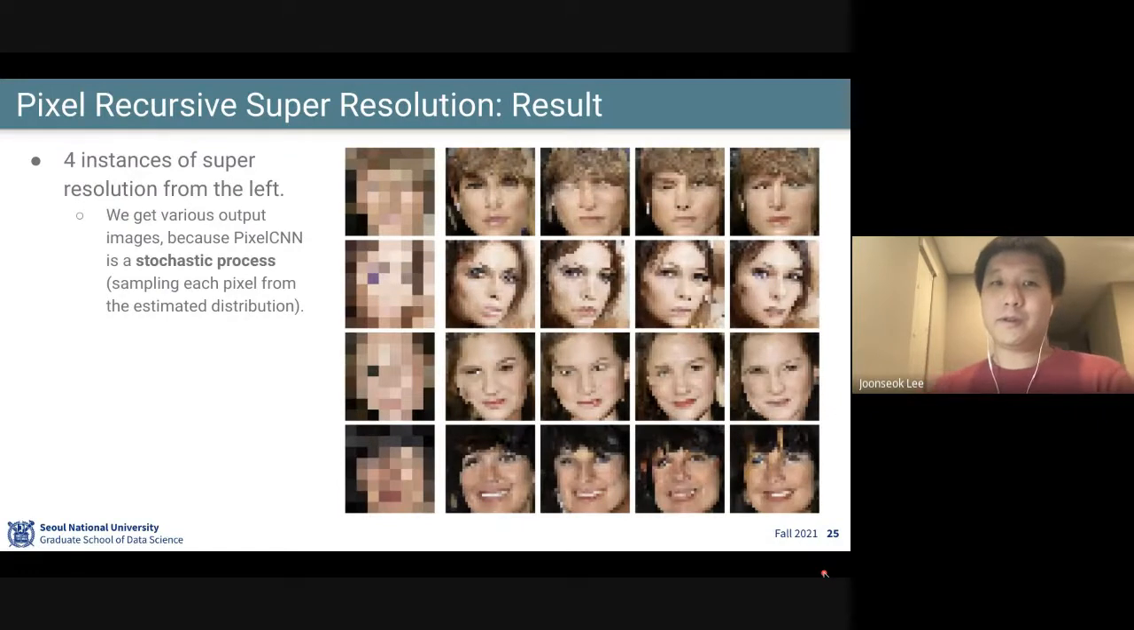So this is the result. Because this is a stochastic process, I mentioned that each pixel is not deterministically determined. It's stochastically sampled from each estimated probability distribution. Every time you run the model, the inference, slightly different results are created. So for this image, they created these 4 faces, and for this one, this 4. They look similar, but quite different.